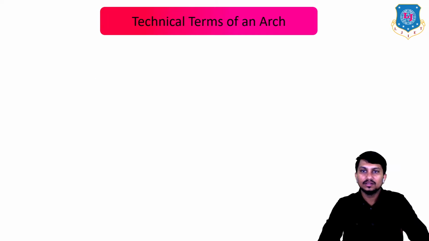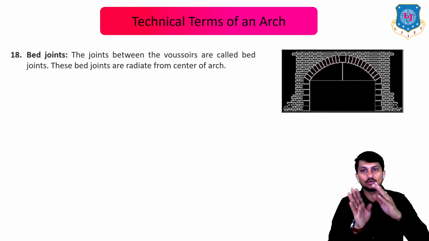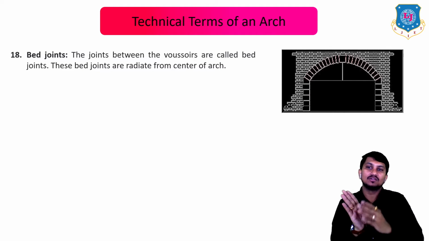Next term is bed joint. The joints between the voussoirs are called bed joints. These bed joints radiate from the center of an arch. The joint between the number of voussoirs is called a bed joint.